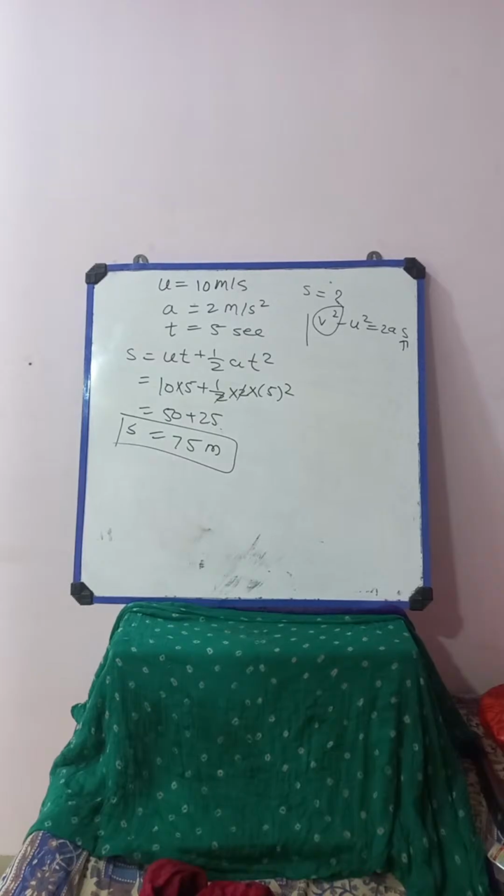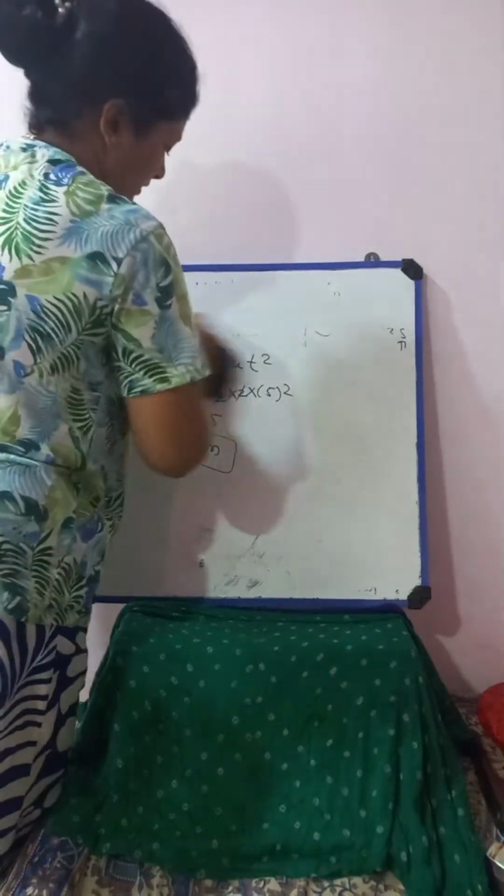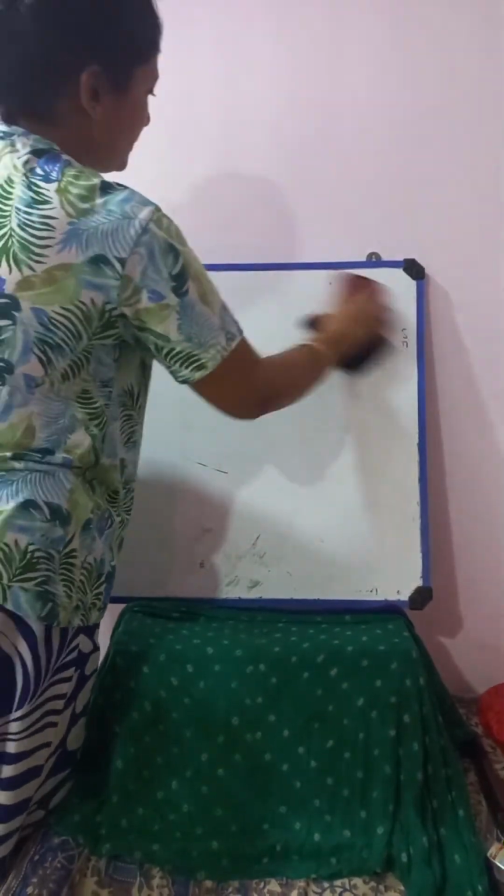How long will it take for the bus to come to stop? Very important question. Mark it as IMP. I will repeat this question. A bus is moving with a velocity of 20 meter per second. So the initial velocity of that bus is given, 20 meter per second.